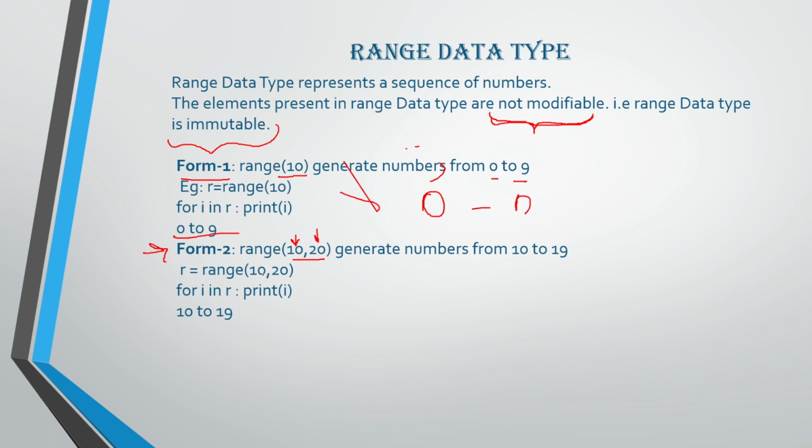R is equal to range of 10 comma 20. For i in R, print i. So it is going to print the numbers from 10 to 19.